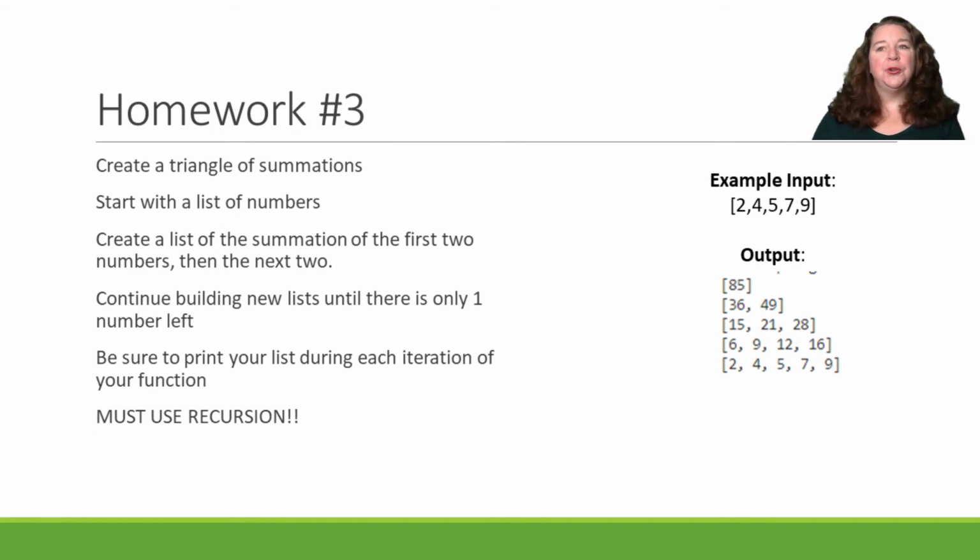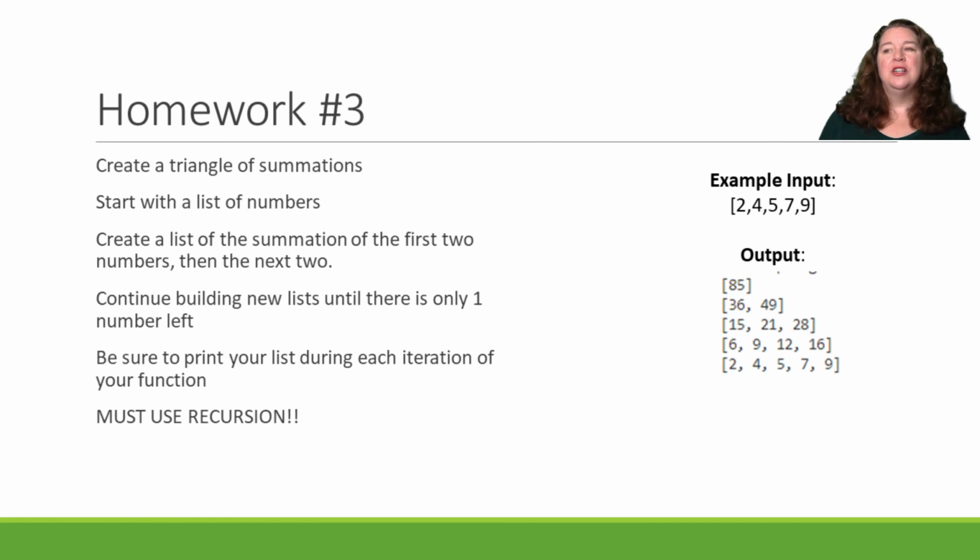I want you to create a triangle of summations. Now, this is not Pascal's triangle. You're going to enter a list of numbers. Whether you have the user enter a list or you start with a list, I want you to start with a list of numbers, at least 5 or 6, because it needs to be a large amount of numbers. Then you're going to create a triangle from that list and print it out. The printing part is interesting because you might print your triangle upside down, and you've got to be careful about that.